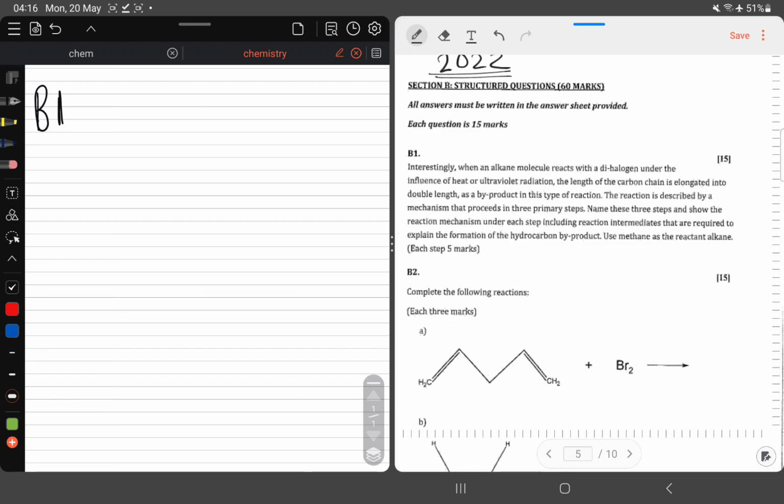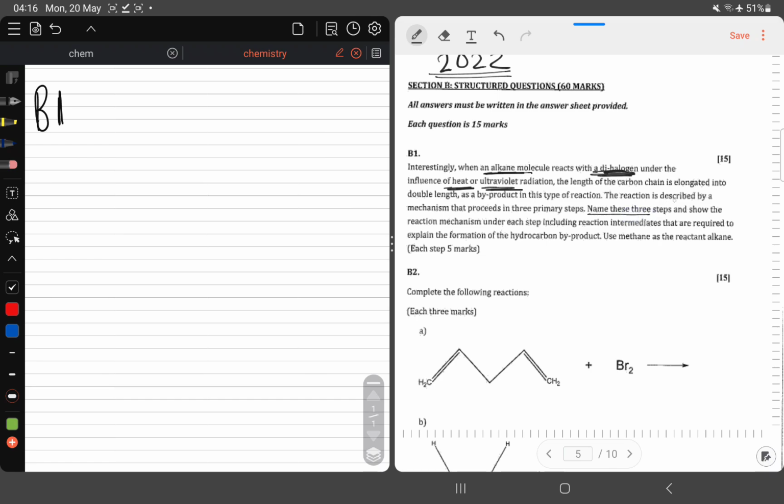It says, interestingly, when an alkane molecule reacts with a dihalogen, we know that they want us to put a mechanism. Here we have alkane and dihalogen. We know about that one. That is the one where we are putting the radicals, in the influence of heat or ultraviolet radiation.